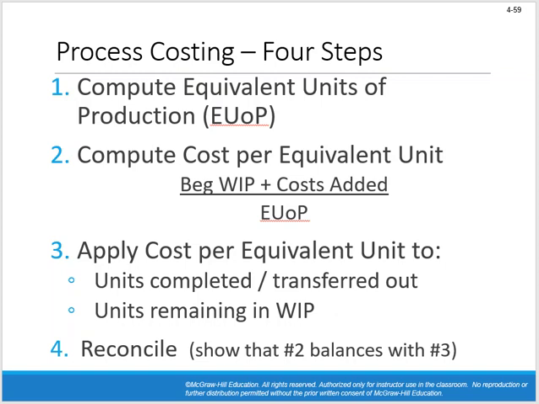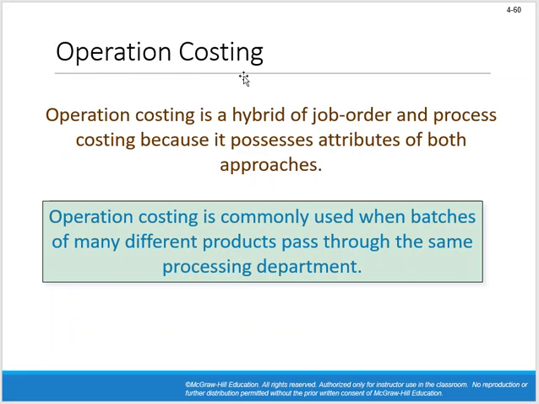Finally, a concept called operation costing is essentially a hybrid of job order and process costing, and it possesses attributes of both. Operation costing is commonly used when batches of many different products pass through the same department. So, as those jobs or batches pass through departments, we'll be applying costs from those departments into those jobs or batches. So, it's kind of a hybrid of both. Just knowing that it exists is all that you need to know about for now, and that would be a concept covered in a later course.